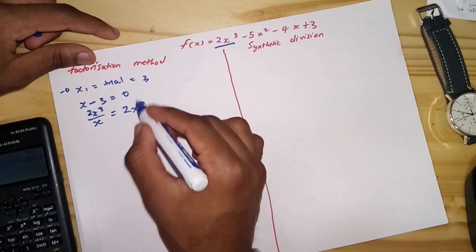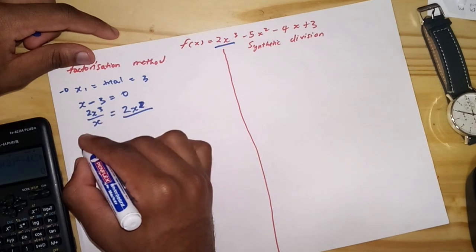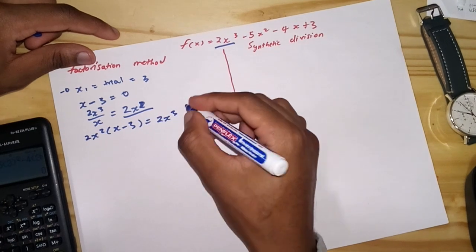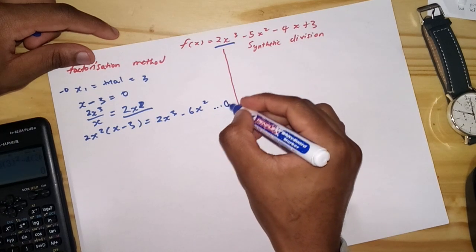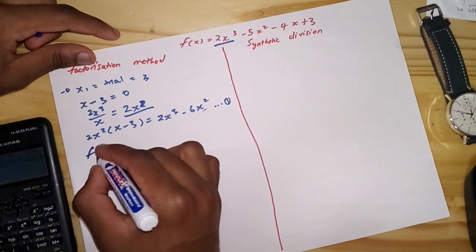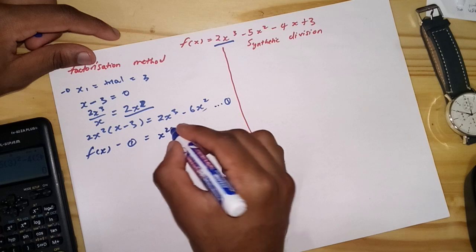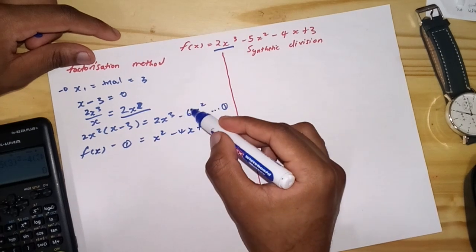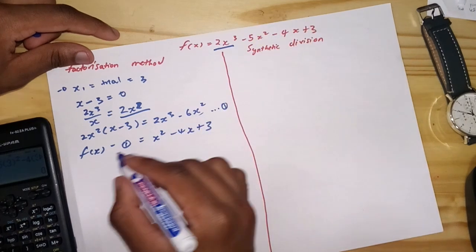Once you have this, underline it, and then take 2x squared multiplied by x minus 3, which gives you 2x cubed minus 6x squared. You can call this 1. Then you take 1 and subtract it from f of x, so f of x minus 1. What's that going to give you? That's going to give you x squared minus 4x plus 3. Why? Because this one is going to subtract on this one. Minus 6 is going to become plus 6x squared, and that's going to give you this.